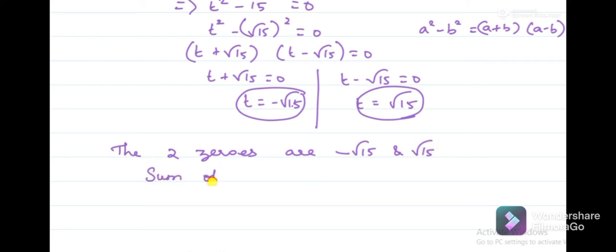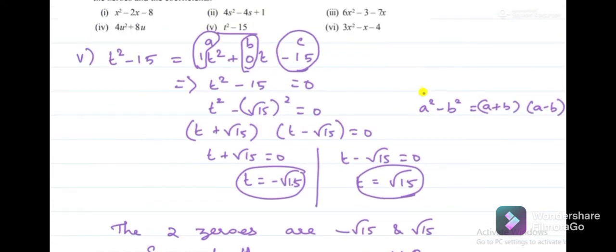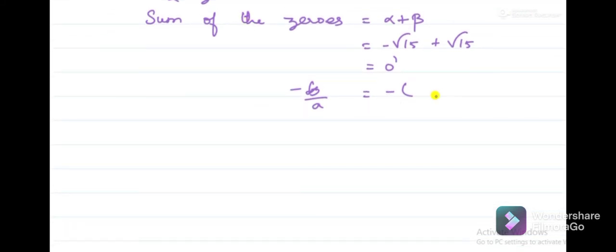Sum of the zeros equal to alpha plus beta, which is minus root 15 plus root 15, will get cancelled, will get the value 0. Minus b by a is minus of b value is 0 and a value is 1. So 0 by 1 will give you 0 only. So we have verified alpha plus beta equal to minus b by a.